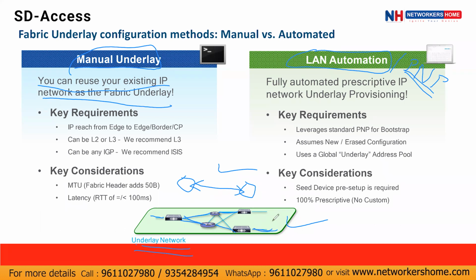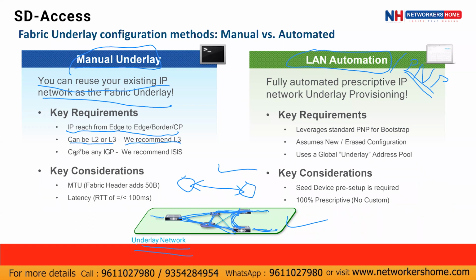So if a client is connected here and you are connected here and we need communication between them, it will look like a single hop. But in actual reality, it will all traverse this way. Now, the key requirements for manual underlay: you need to keep IP reachability from edge to edge, and from edge to border and control plane node. So this has to be reachable anyway, either this way or this way. Anything is okay.